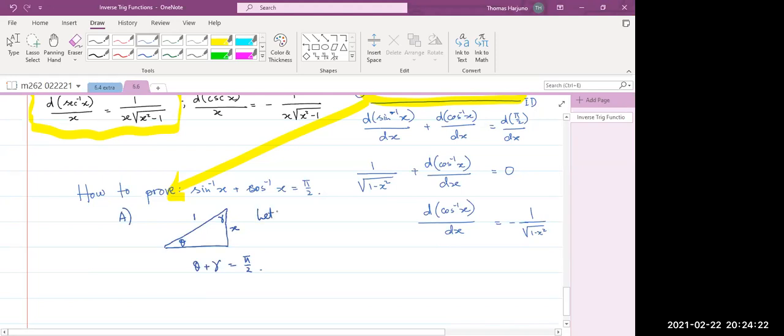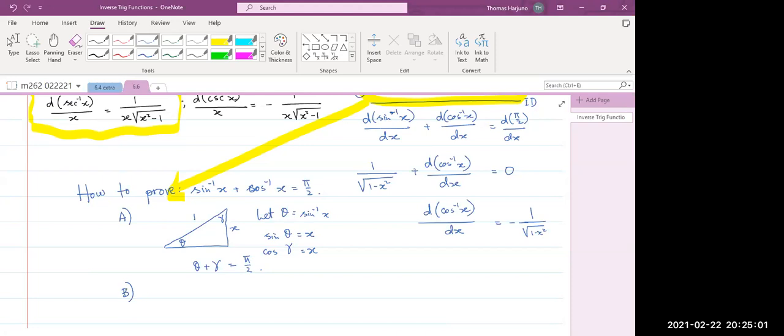So let theta equal sine inverse x. So sine theta equals x. Now the complement of that theta, which is gamma, has cosine of the same value, right? But we know theta and gamma are complementary, therefore the sum must be pi over 2. But I don't like this proof because it doesn't anticipate what if theta is more than 90 degrees or if theta is a negative angle.